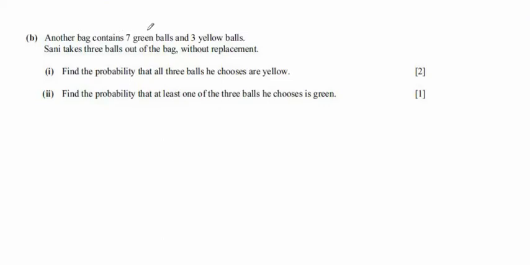So another bag contains 7 green and 3 yellow. So we can write 7 green and 3 yellow. So the total is 10. This is the situation. Sani takes 3 balls out of the bag. So 3 balls is the experiment without replacement, which means that 1 ball is taken out, and then another ball is taken out, and then another ball is taken out. So 3 balls will be outside. So it will not be replaced back. So each time when you take one out, there will be one short in the bag.